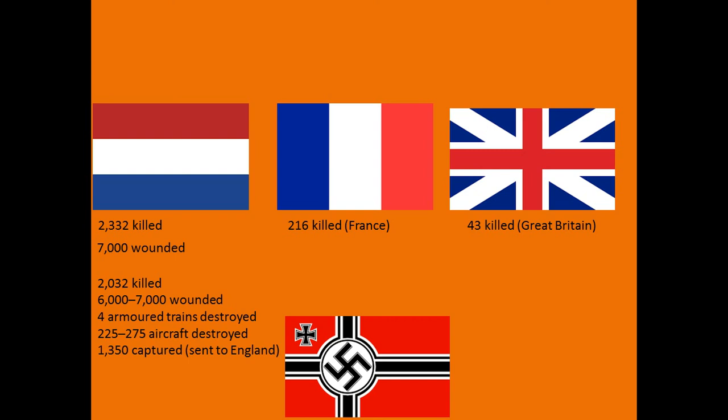For the French, 216 killed. And 43 killed from Great Britain. I believe that's air and from another small unit. For the Germans, 2,032 killed, 6,000 to 7,000 wounded, 4 armored trains destroyed, 225 to 275 aircraft destroyed, and 1,350 captured Wehrmacht troops sent to England. So they were sent to England for the rest of the war.